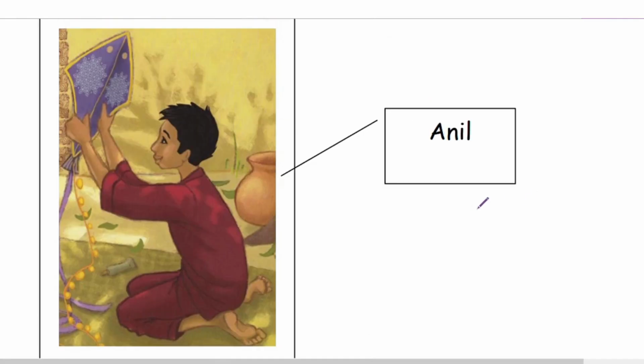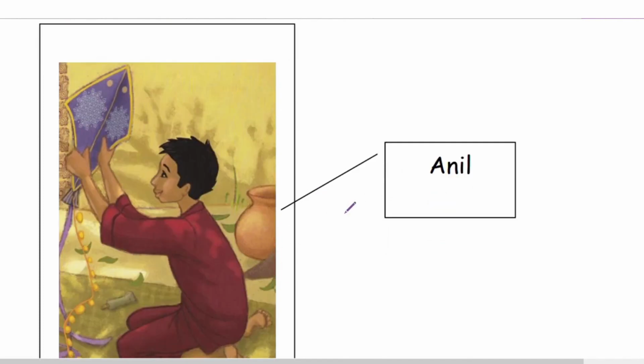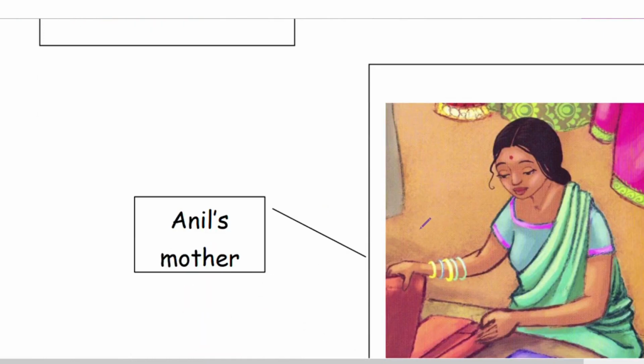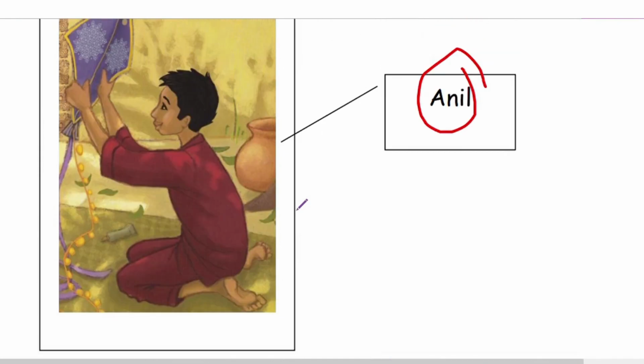Before we read the story, let's get to know the characters in it. The first one is a boy, and this boy's name is Anil. He is the boy that you see on the cover page of this book just now. The second character is a lady, and this lady is Anil's mother, ibu kepada Anil. You will see these two characters throughout this short story.